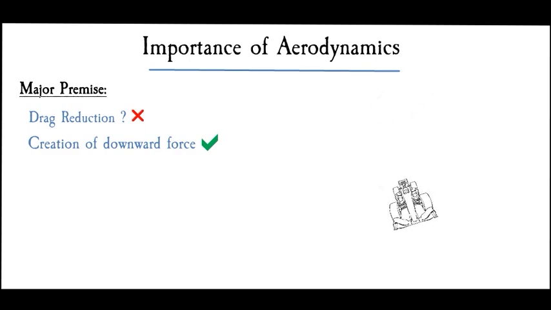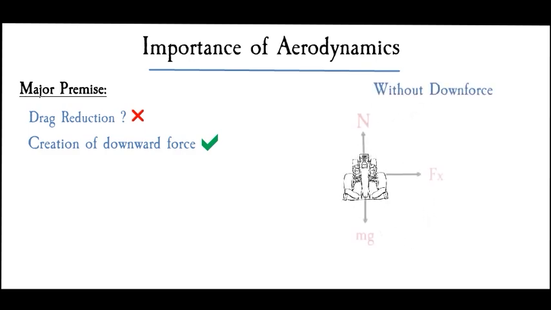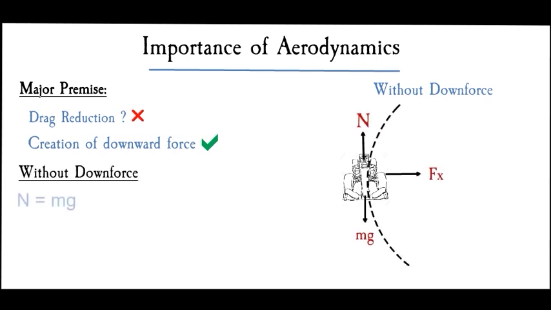The basic principle of friction explains the effect. Consider a car moving around a corner. Balancing the forces in the vertical direction, we find that the normal reaction N is equal to mass times acceleration due to gravity, and the frictional force Fx provides the necessary centripetal force to complete the turn. Since Fx is equal to the coefficient of friction times the normal reaction, we get Fx equals mu times mg.